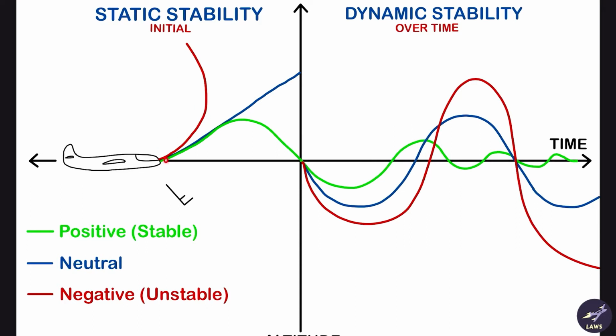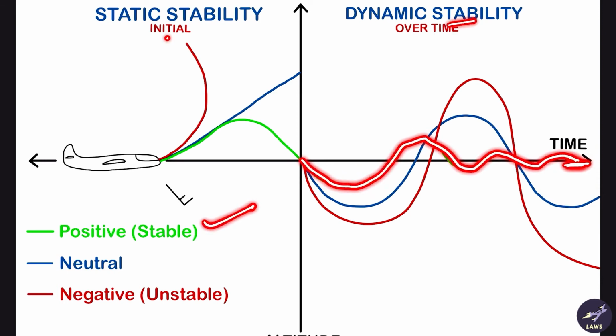So once it goes into the dynamic part, it has three options. So first is its amplitude keeps on reducing, and finally the aircraft reaches its original equilibrium position. So we say the aircraft is statically stable and dynamically stable as well.